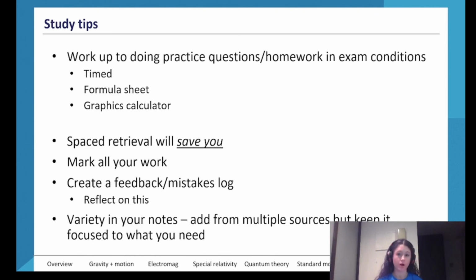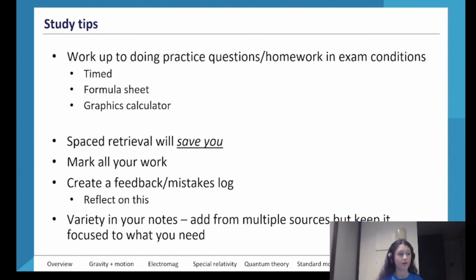Make sure to mark all of your work. Of course, if you're getting questions wrong, the practice doesn't really count. Make sure you create a log of the mistakes that you make. This is really, really important, especially if you make some really concise notes for your external with all the concepts on them. If for each topic you make a list of mistakes that you typically tend to make, this is really, really helpful.